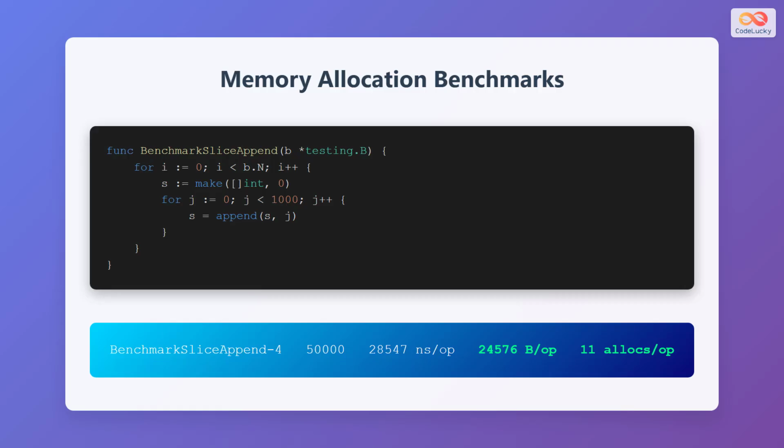After running this benchmark, a sample result would be BenchmarkSliceAppend-4, 52847 nanoseconds per operation, 24576 B/op, 11 allocs/op. The 24576 B/op refers to bytes per operation, and the 11 allocs/op refers to allocations per operation.